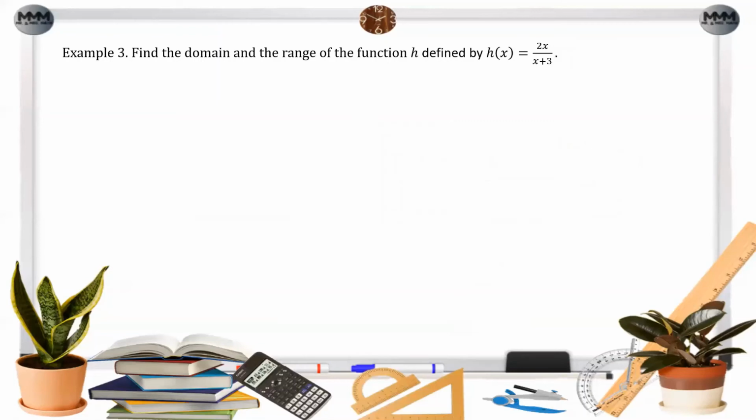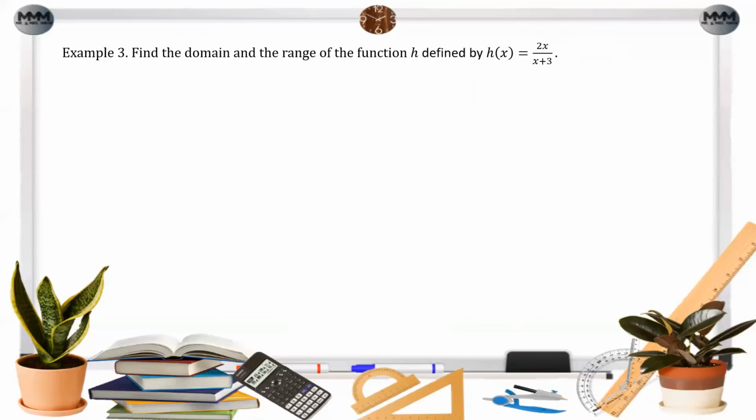Now, we are going to find the domain and the range of the function h defined by h of x equals a fraction, 2x over x plus 3. To do it, we will be using the generic way first, and after that, we will use the graphical method. First, because we will be looking at the domain of the function, we will be classifying the values of x to which the function is defined or not.